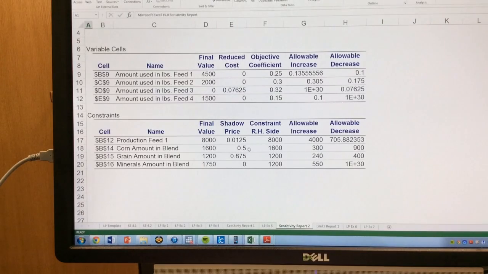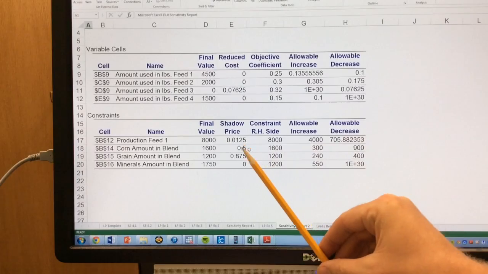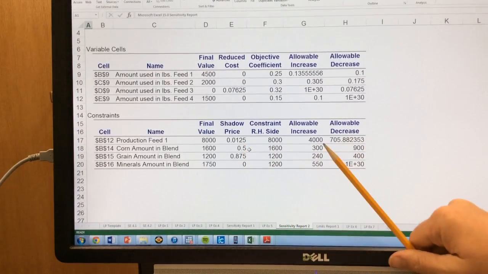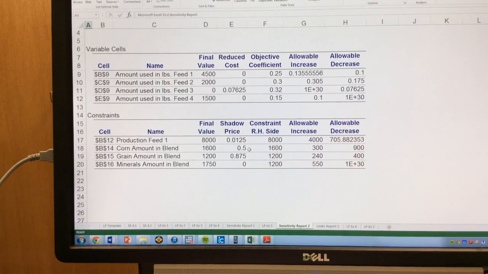So I look at my sensitivity report. 1% of 8,000 is 80 pounds. So what I can do is take 80 pounds, multiply it by 0.5, and that's going to raise my cost by $40. And it's within my allowable increase where I can interpret that amount. So that's how we can use a sensitivity analysis to provide some information.